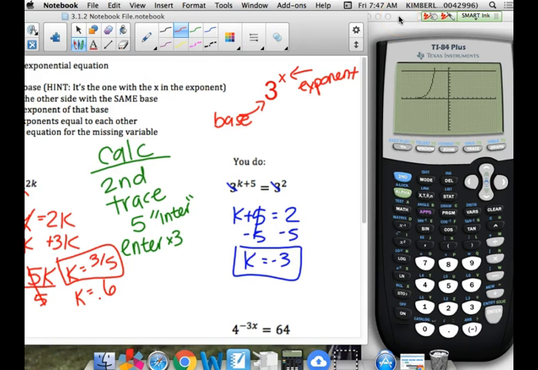For the second problem, you've got your same bases of a 3, so I can go ahead and cancel them out. And then when you solve, you got to set your exponents equal to each other. So in this problem, you would have k plus 5 equals 2. Subtract 5 on both sides, and you would get a -3.